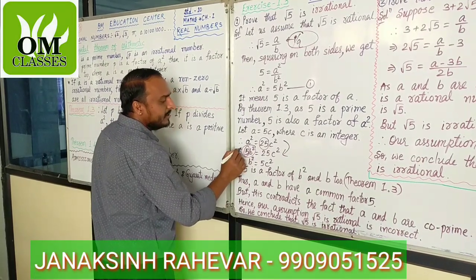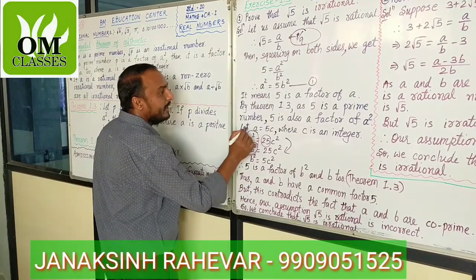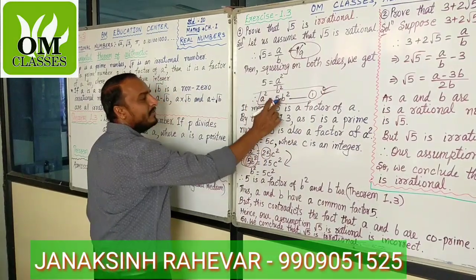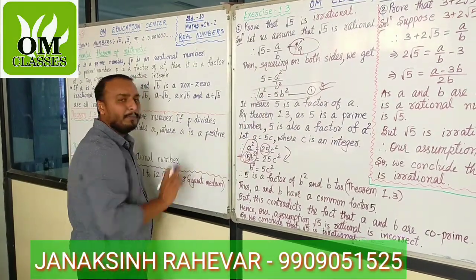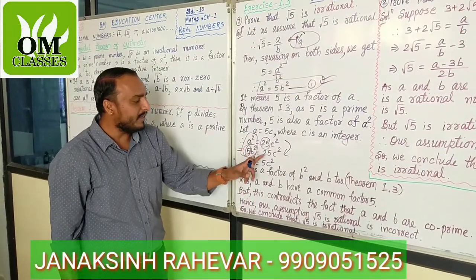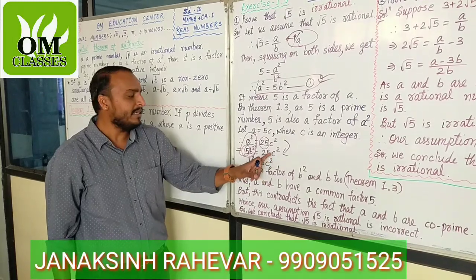Now if you see from this step, this 25 and this is 5b square. Why we have written this? Because a square is already given as 5b square in this step. तो a square जो कि 5b square है, we will replace a square by 5b square. So 5b square is equal to 25c square.